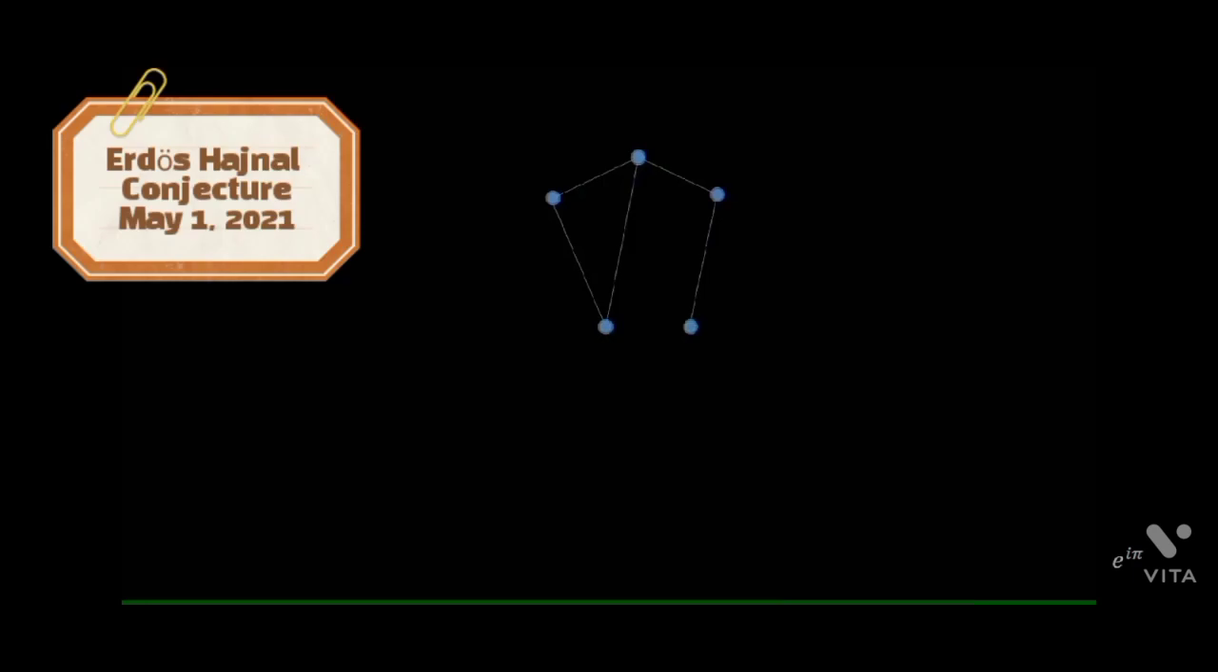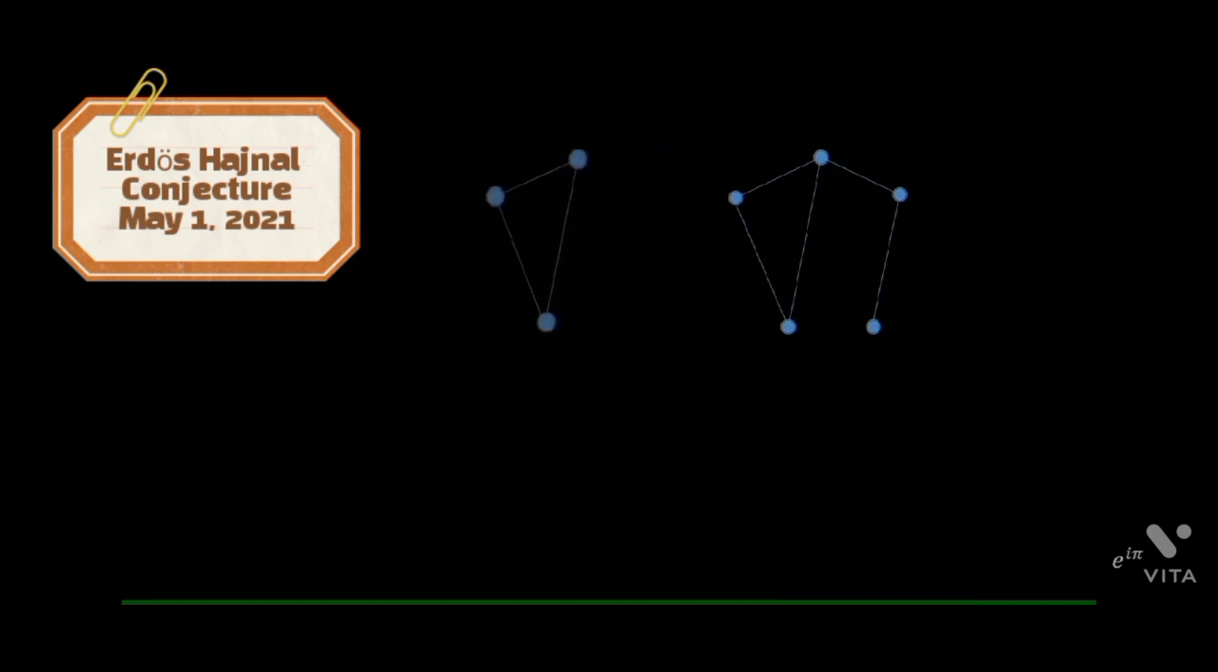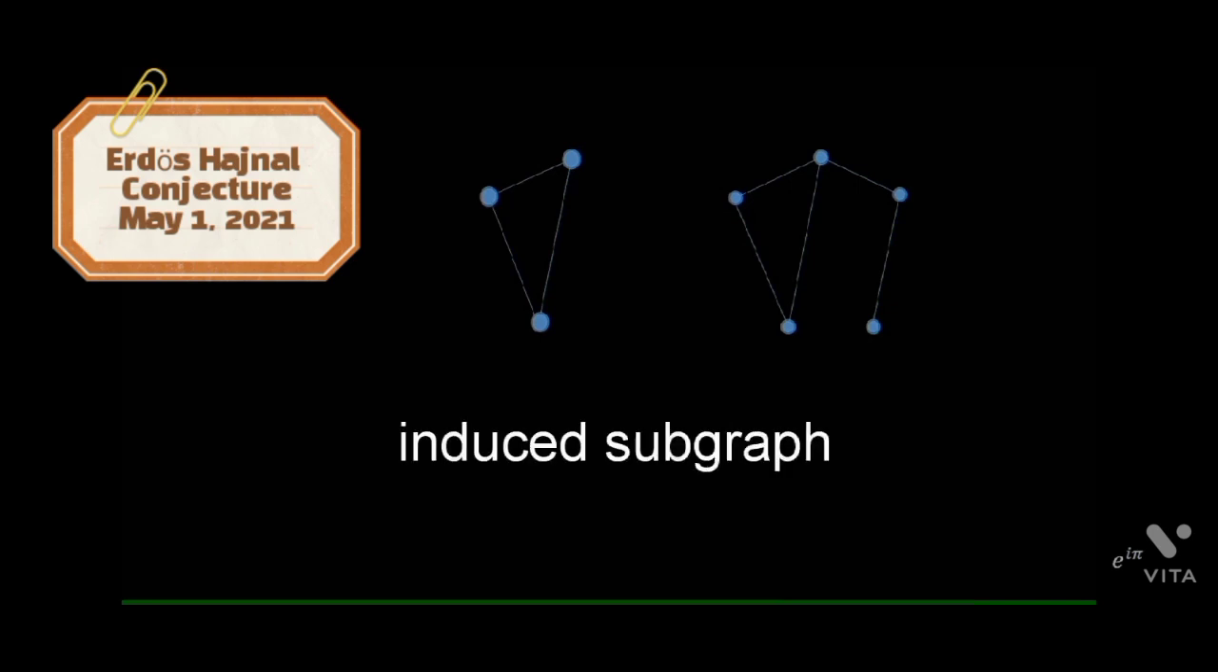And extract a small graph from it, which is already present in that graph. The smaller graph is called an induced subgraph. Now, suppose we are told to construct a graph such that it doesn't contain a specific induced subgraph.